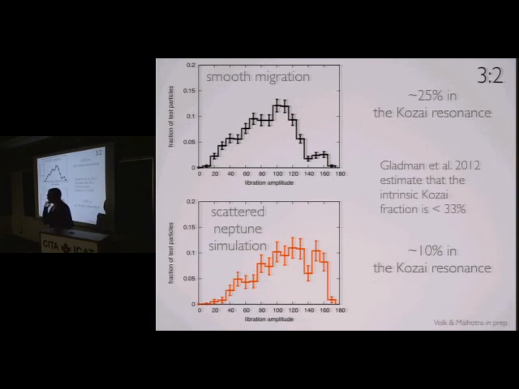But I agree, there's a lot of evidence pointing to smooth migration not having occurred, but this would be the final definitive proof that it didn't happen, if we can measure the resonant distributions.